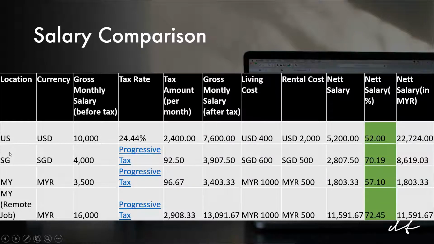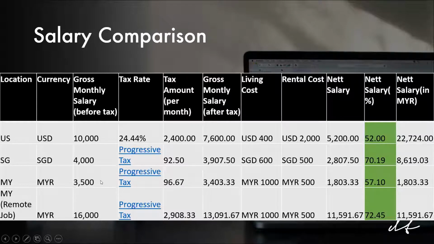Next is Singapore. In Singapore, a typical fresh grad from uni gets 4K. They have a progressive tax like Malaysia. I've calculated the tax, and it comes out better than the US. You actually get to retain 70% of your net salary. And if you convert to Malaysia ringgit, you get 8.6K per month in savings.